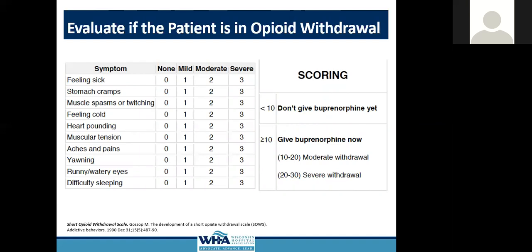And so what we're showing here is actually the SOWS score. You can review the questions here. Your role as a provider is to interpret the score, interpret the results. So specifically, a score of less than 12 is mild withdrawal. If you have mild withdrawal, you are not administering buprenorphine. You are waiting until the patient has a score of 10 to 20, which is moderate withdrawal, or 20 to 30, which is severe withdrawal. And once the patient is in moderate or severe withdrawal, you'll be starting buprenorphine and being prepared to escalate the dose quickly if the withdrawal score remains severe after an hour.